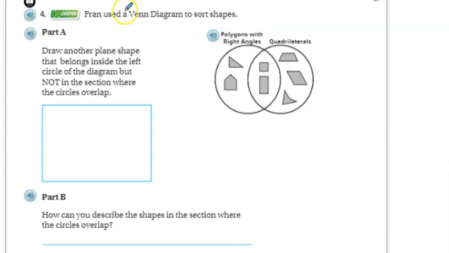So we see here that we have polygons with right angles. This is a scalene and it has a right angle right here. And we have two right angles here. So polygons with right angles. So then this has right angles.